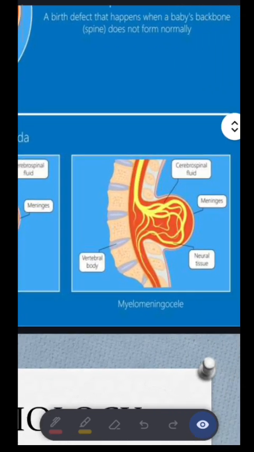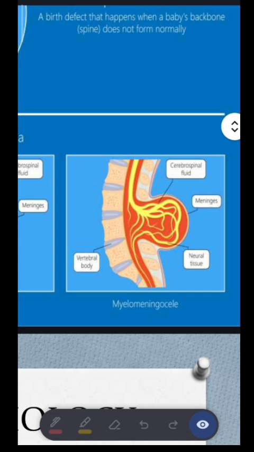Then the third one is myelomeningocele. Here we can see the neural tissues and the nerves enclosed to form a cyst-like structure. Here we can see the cerebrospinal fluid, meninges, etc.